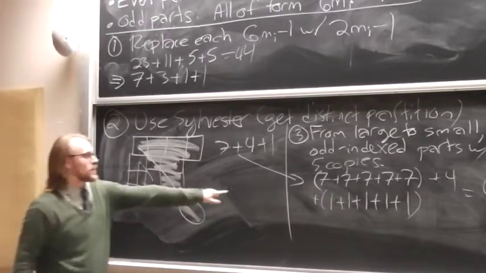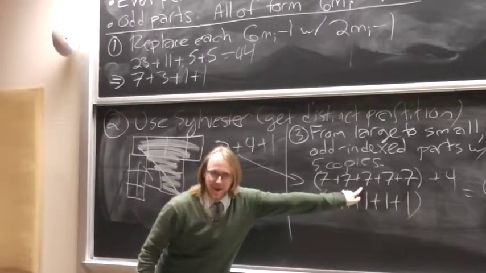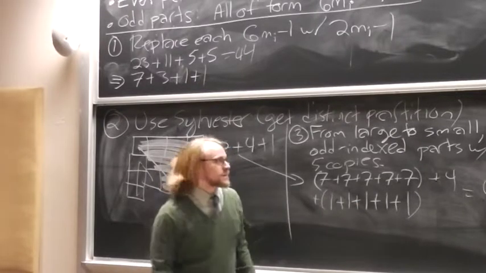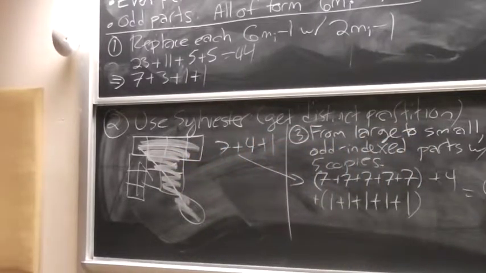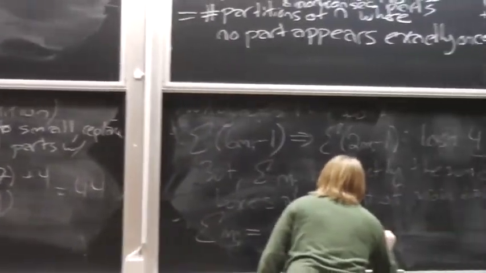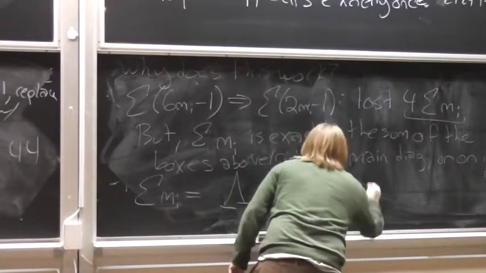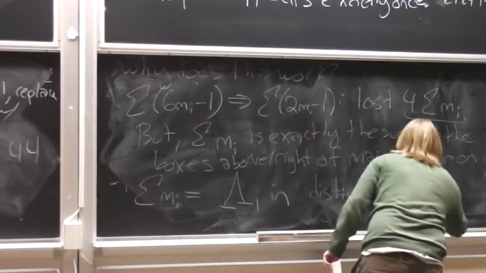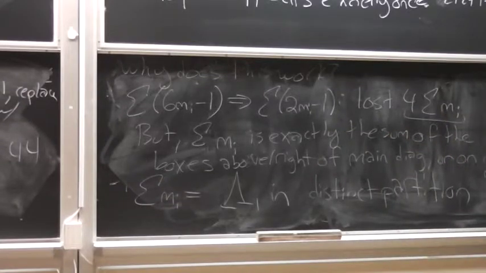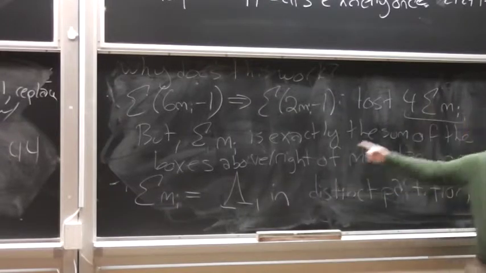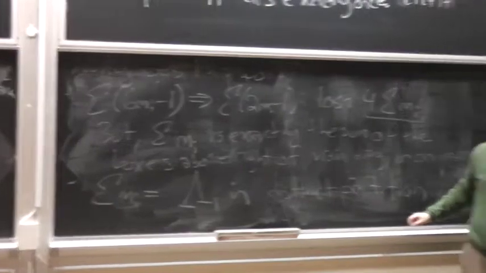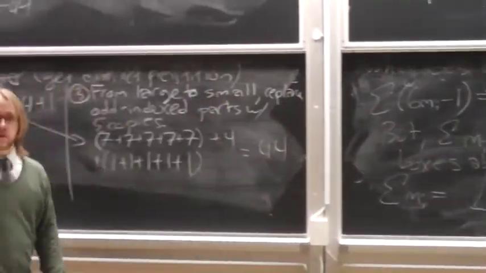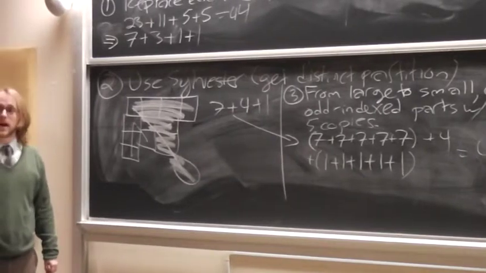And so what's going on here, we were adding back in 4 copies of each of the odd index parts. So the m_i is equal to lambda 1 in the distinct partition, where lambda 1 is the sum of the odd parts. And so what are we doing here? We're adding in 4 of each of these. We're restoring that 4 times the sum. And so that is how all of this stuff works. That takes care of that. Questions, comments?